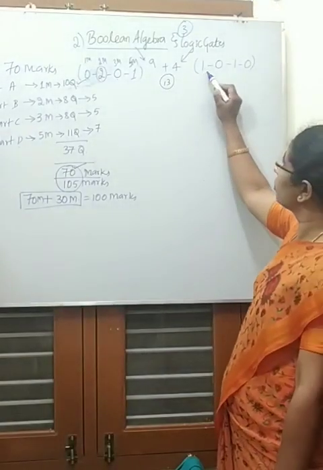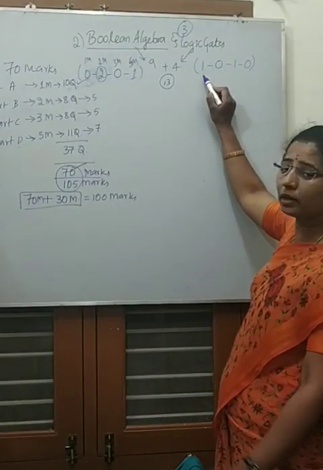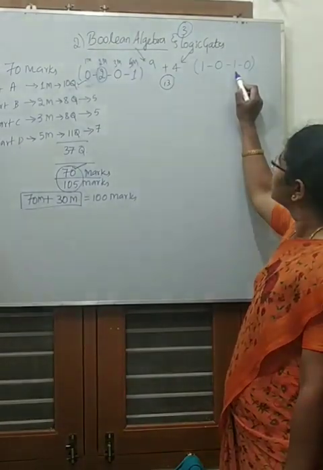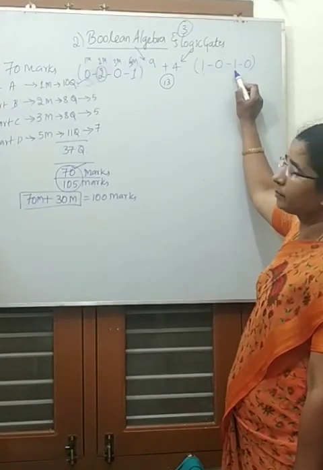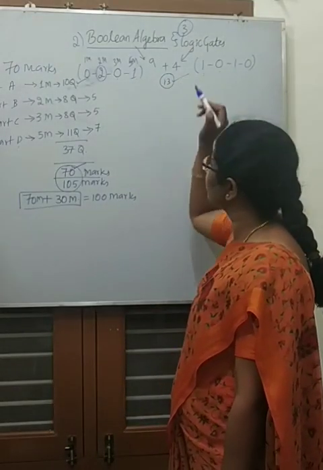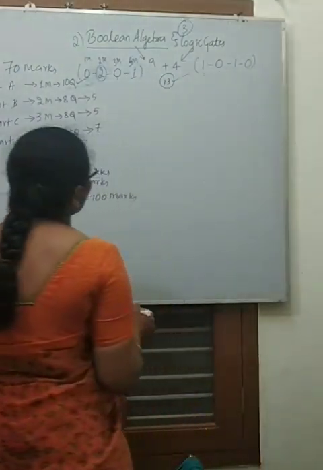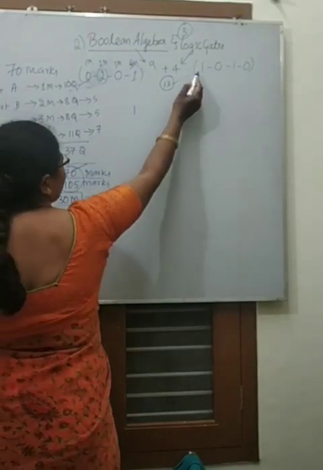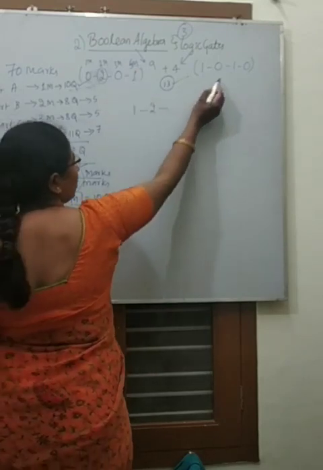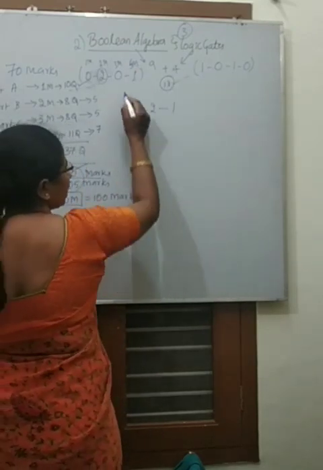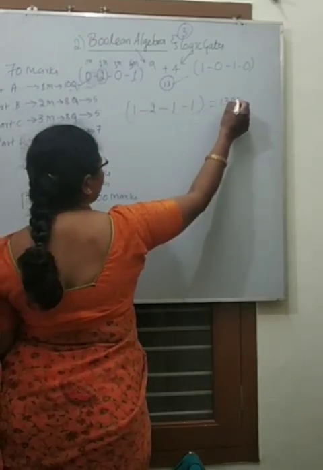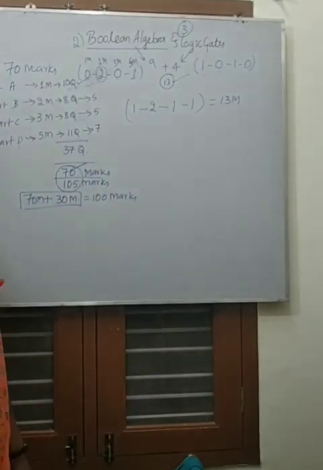Come back here. For logic gates I have mentioned 1 0 1 0. That means 1 mark, 1 question is there. There is no 2 mark question. There is one 3 mark question. And there is no 5 marks. These two together we will discuss for the 13 marks. That means it will cover at most 1 mark, 1 question, 2 marks, 2 questions from Boolean algebra, one 3 marks question from logic gates, and one 5 marks question from Boolean algebra, giving you 13 marks.